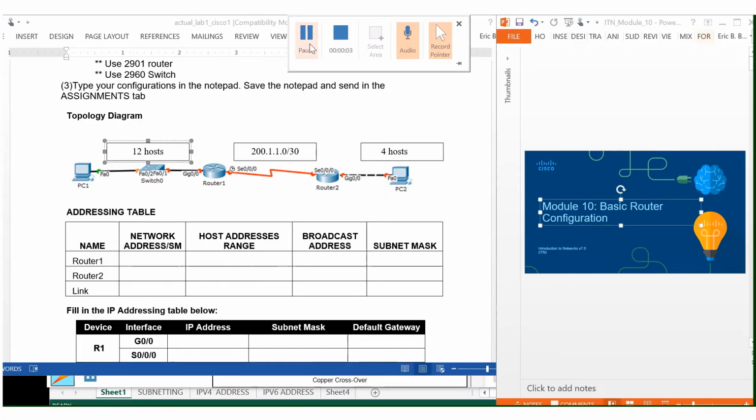So this is the video discussion for Module 10 entitled Basic Router Configuration. Okay. What I did is I applied subnetting and the concept of the network address, host address, and broadcast here.